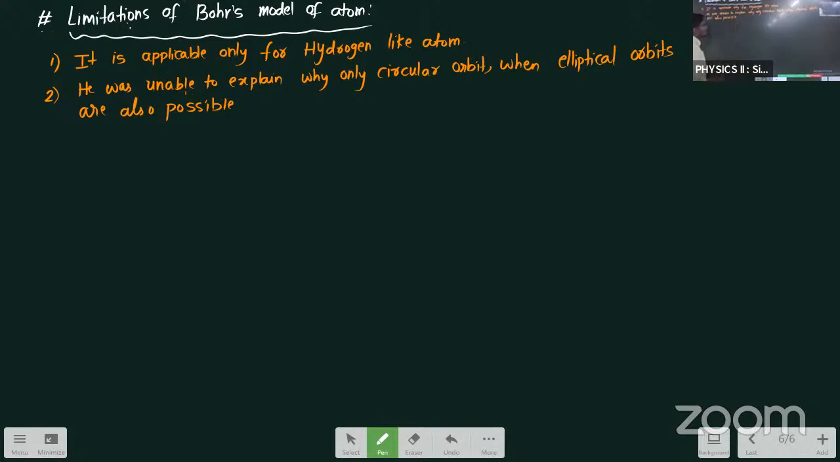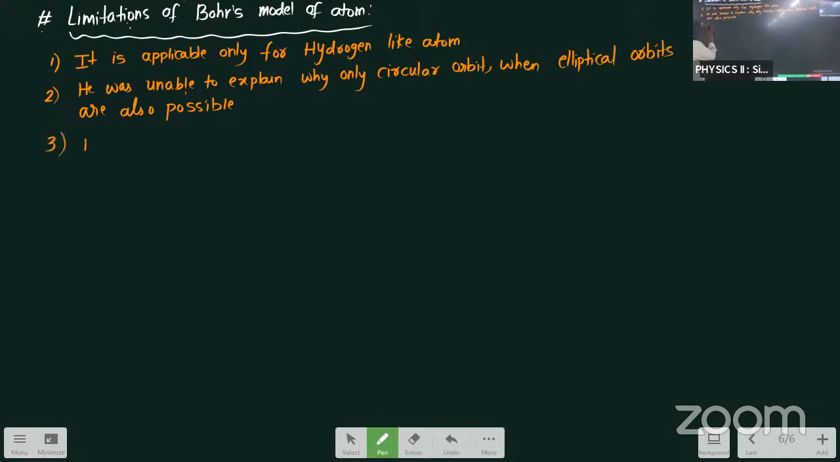So what was the first thing he was unable to explain? This model is applicable only for which atom? Only hydrogen-like atoms, that is, a single-electron system. And further, what was he unable to explain? He was unable to explain why only certain circular orbits are permitted when elliptical orbits are also possible.